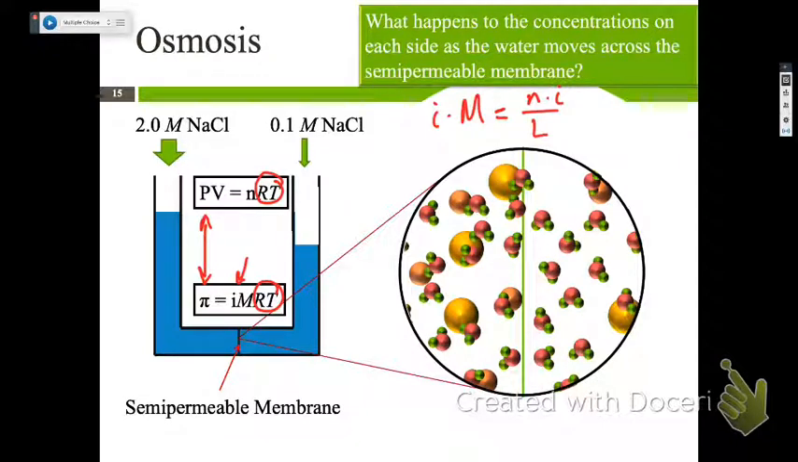Just a quick clarification, that pi has nothing to do with the actual number pi then? Nope. This is not the mathematical number pi. A lot of things in chemistry are represented by Greek symbols. Pi is one of those symbols. So that symbol represents osmotic pressure.